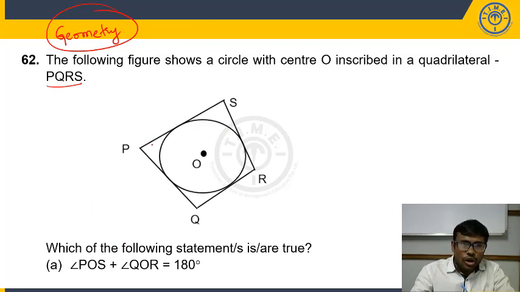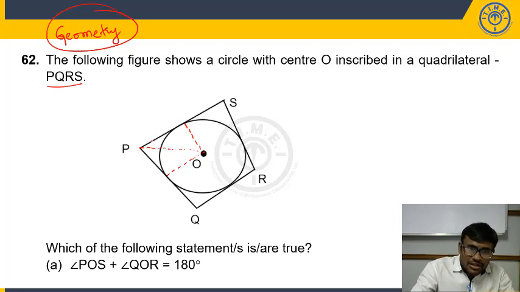Now first of all, clearly it's a circle and these two are tangent. Obviously those two tangents are equal, and if you draw a line from the center to the point of contact, this line divides the angle into two equal parts. That is, let us assume this is P and this is also P.